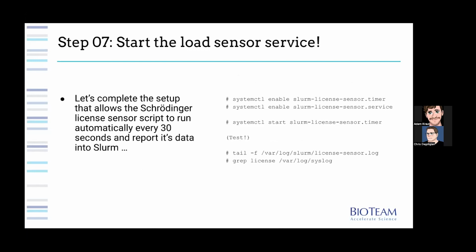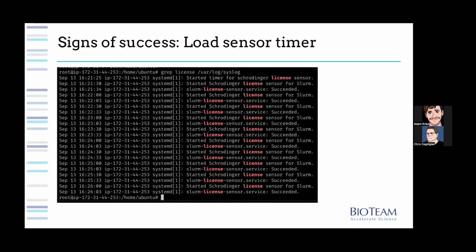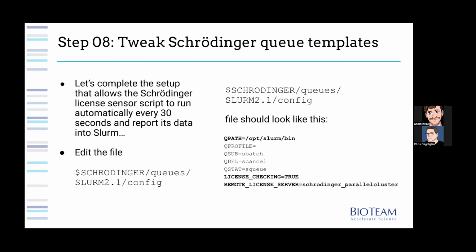But this is really important. If this script doesn't work, Slurm is not going to be constantly aware of our licensing situation. So you want to test by verifying. There's a couple of different log files that you can look at. If we look at syslog, we can see clear signs that this is kicking off and running every 30 seconds. And we can always run scontrol show license on the Slurm side to confirm that it still has a proper view of licensing and things like that.